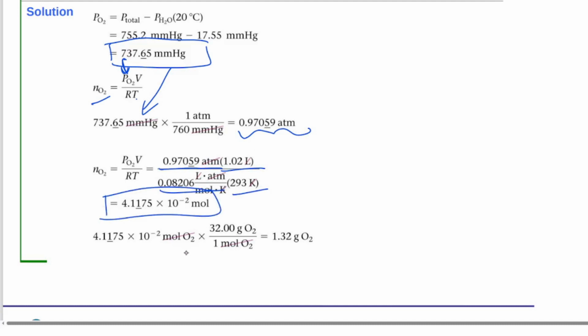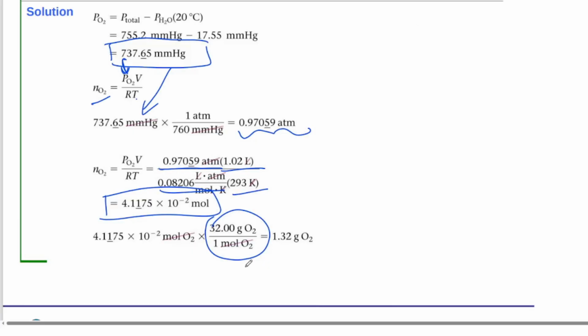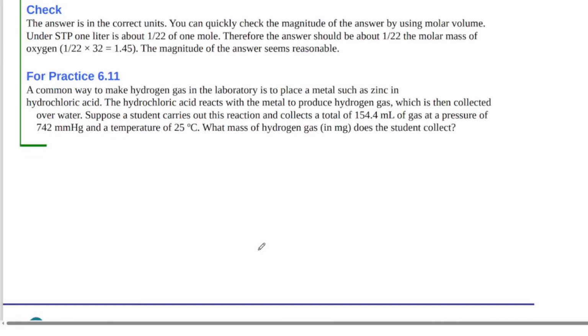Now we can convert moles to grams from the molecular weight of oxygen. Oxygen is diatomic, and that means from the periodic table, oxygen weighs 16 grams per mole, but we have two of them in the diatomic molecule, so it has a molecular weight of 32 grams per mole. So our mass of oxygen that we collected was 1.32 grams.